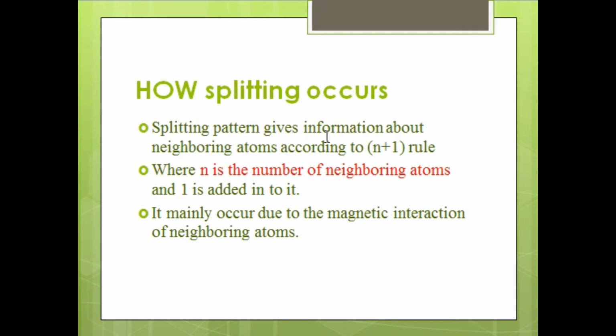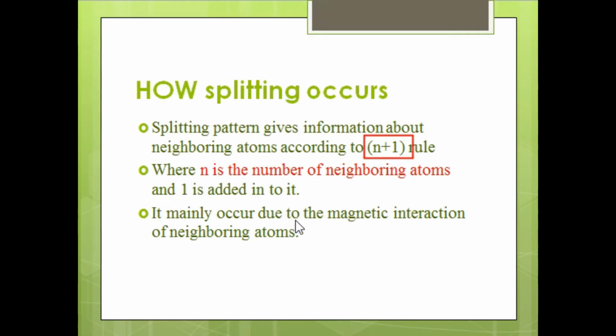The splitting pattern gives the information about the neighboring atoms according to the n plus 1 rule. Actually, this n plus 1 rule gives us the information about how many peaks are present in one peak area. It means how a singlet splits into a triplet, and how it is converted into a quartet, septet, and heptet. Now let's see what is the n and what is the 1. Here n is the number of the neighboring atoms, and 1 is added to it, which is actually that carbon or obviously that hydrogen atom.